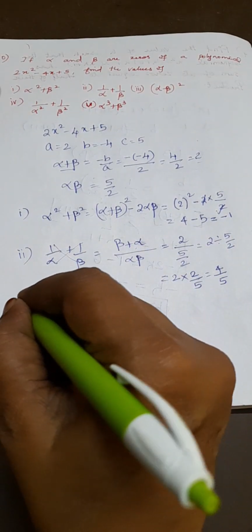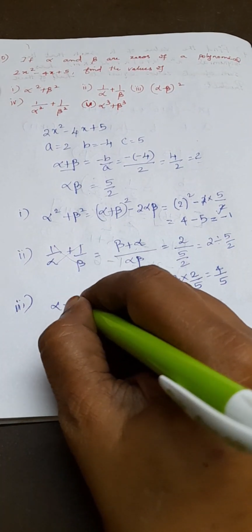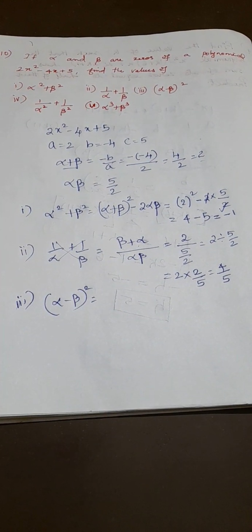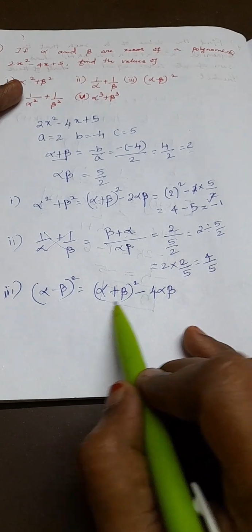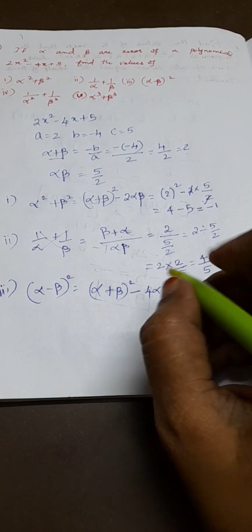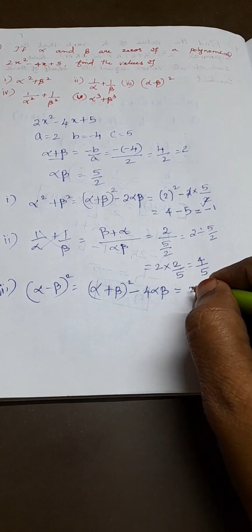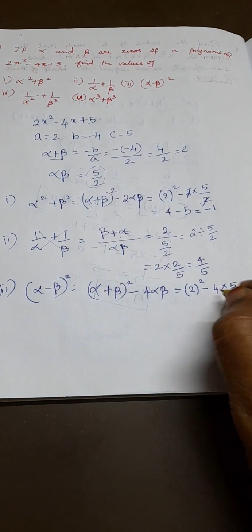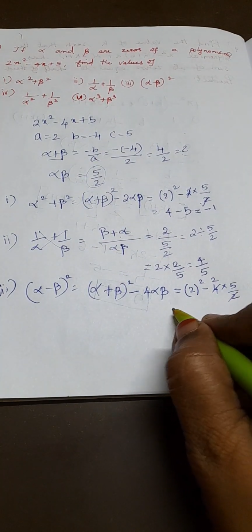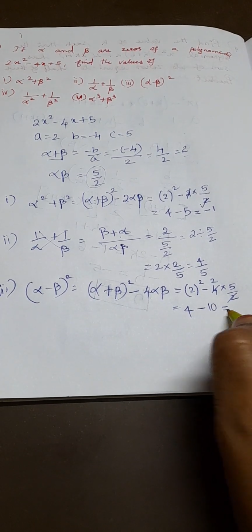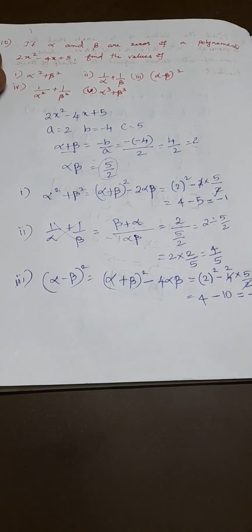What is the third one? Third one is alpha minus beta the whole square. For alpha minus beta the whole square, you have the formula: alpha plus beta the whole square minus 4 alpha beta. Alpha plus beta the whole square is 2 square, minus 4 into alpha beta, which is 5 by 2, right? So cancel, what will I get? 2 2s are 4 minus 2 5s are 10. So what will I get? Minus 6 is the answer, right?